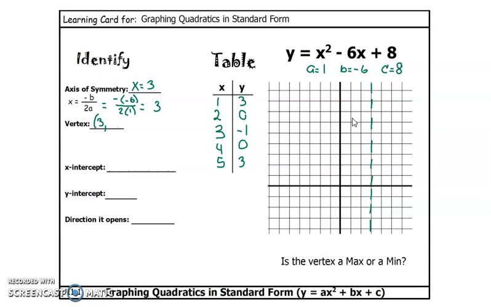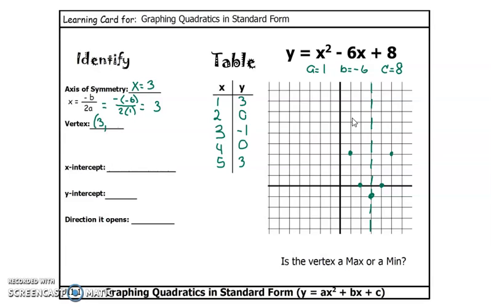So when x is 1, y is 3. When x is 2, y is 0. When x is 3, y is negative 1. X is 4, y is 0. X is 5, y is 3. So this is going to give us our nice quadratic.